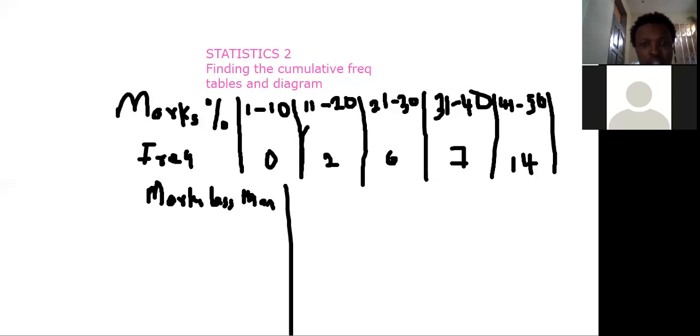So here will be the cumulative frequency. Here we are not going to use the normal frequency. This is the normal frequency. We are going to use the cumulative frequency. So let's say cumulative frequency.